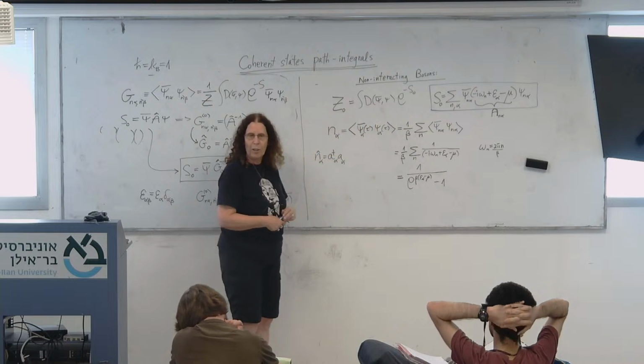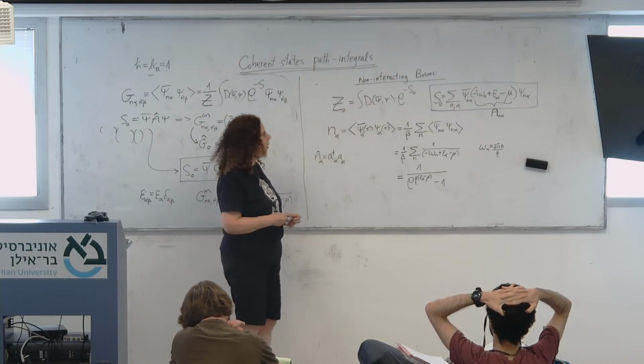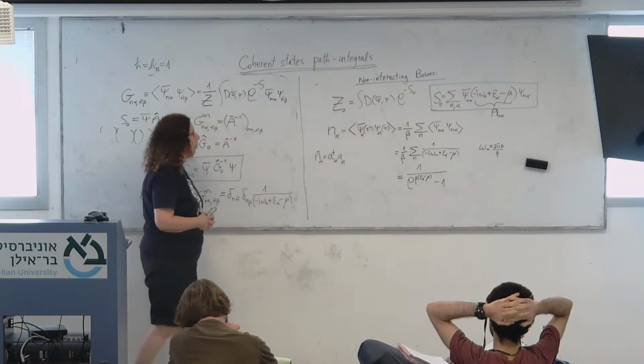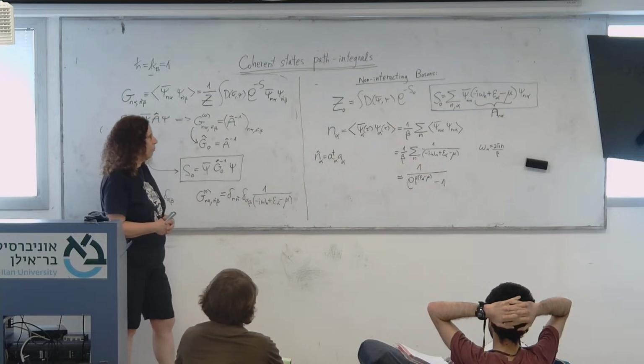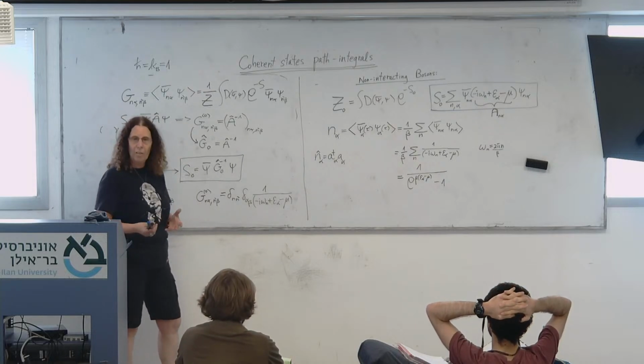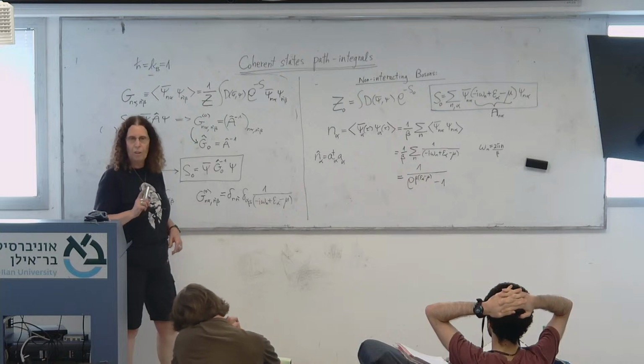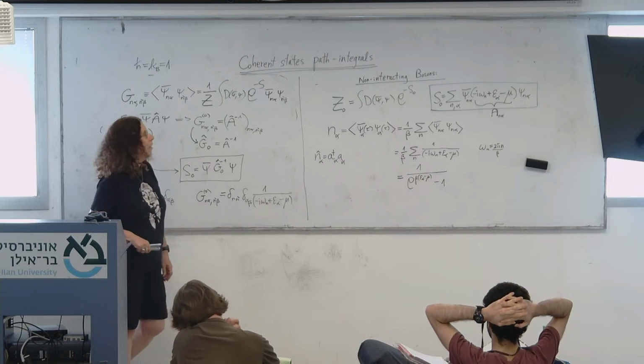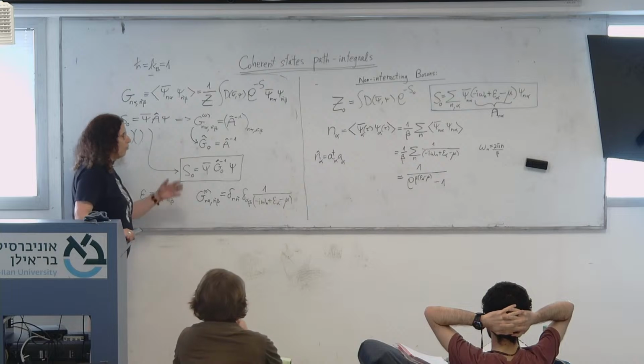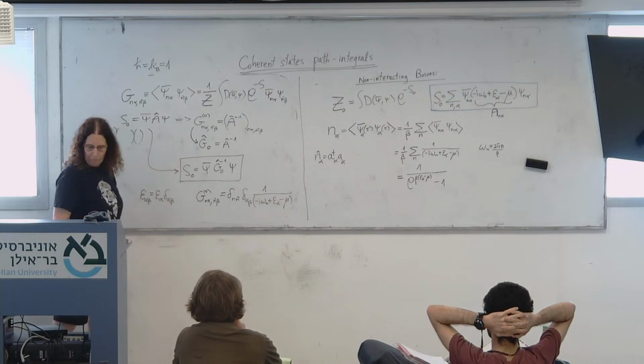So this is what you get, and of course, from the partition function, you can also derive all the other thermodynamic quantities that you're familiar with, that give you the Bose statistics and also the Bose-Einstein condensation if you look at what happens at low temperatures.